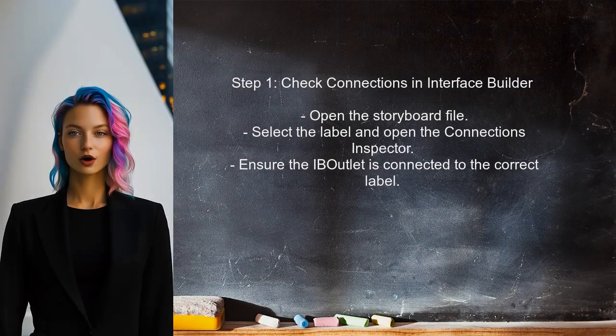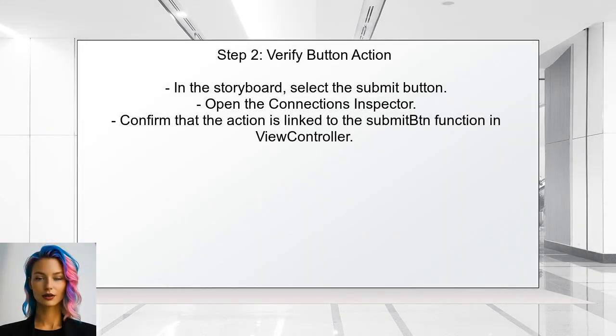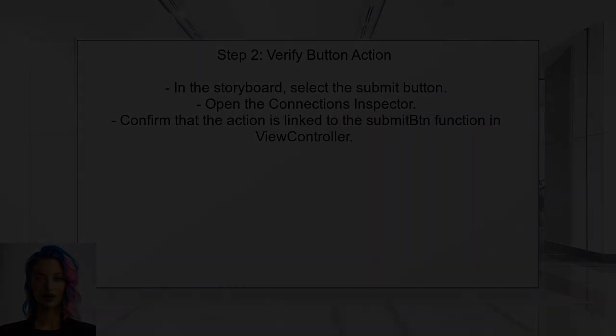To begin resolving the issue, the user should check the connections in the interface builder. It's essential to ensure that the IB outlet for the input label is correctly connected to the label in the storyboard. Next, the user should verify that the action for the submit button is properly linked. This ensures that when the button is pressed, the code executes as intended.